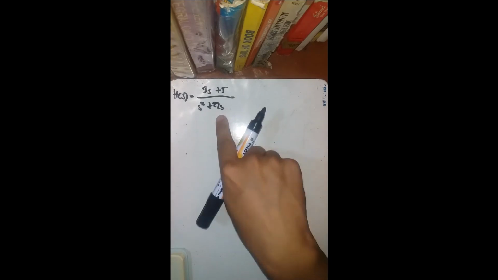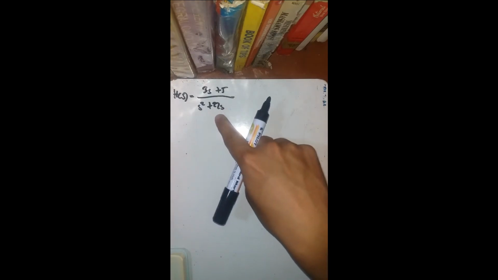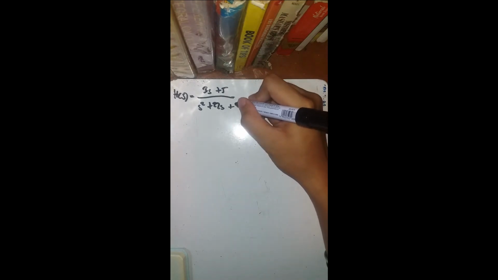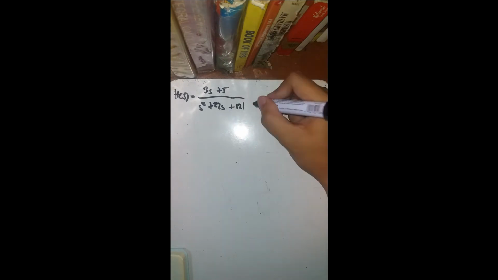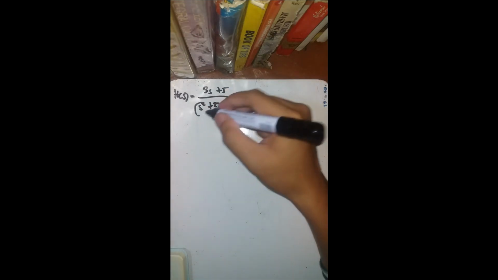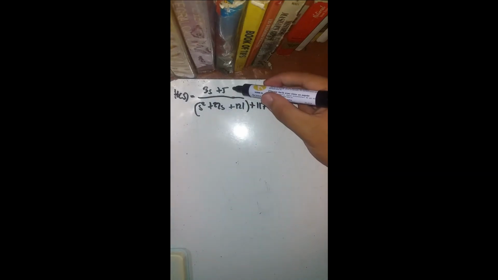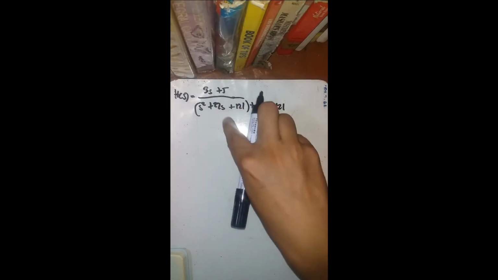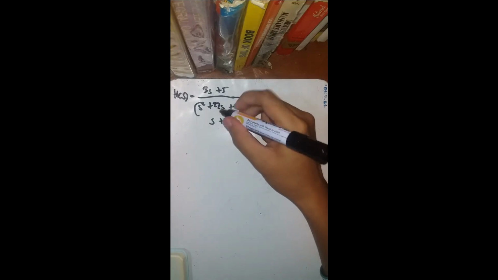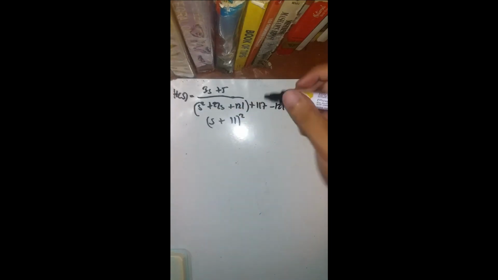So again, we can complete the square. 22 over 2 is 11, and 11 squared becomes plus 121. So we have here plus 117 minus 121. Let's group this, and on top, it should be the same. So this will become s plus 11 raised to 2.